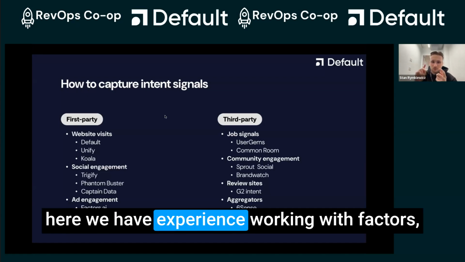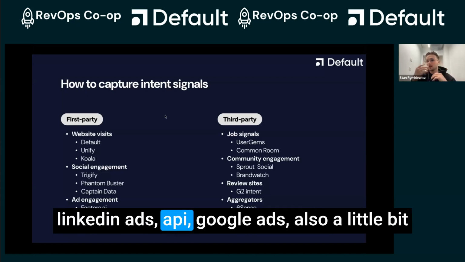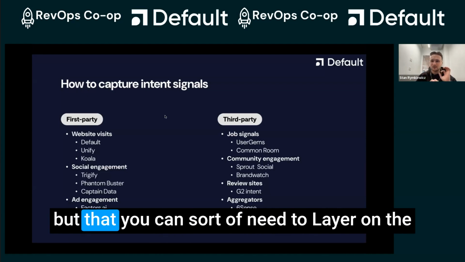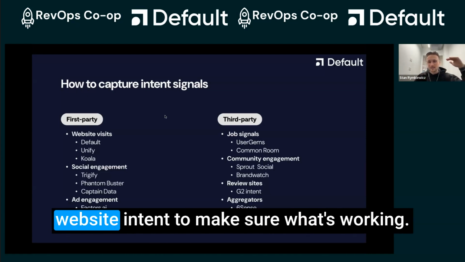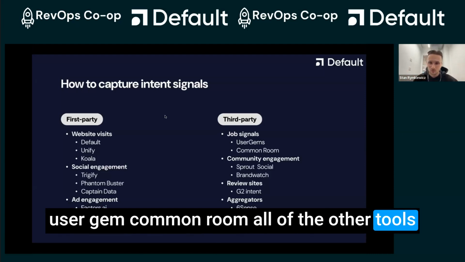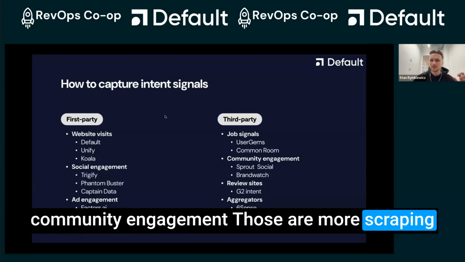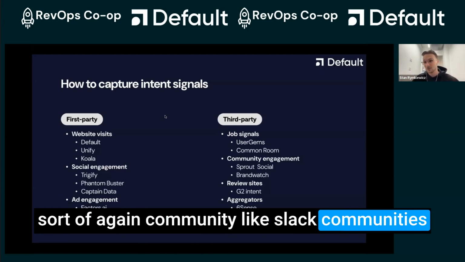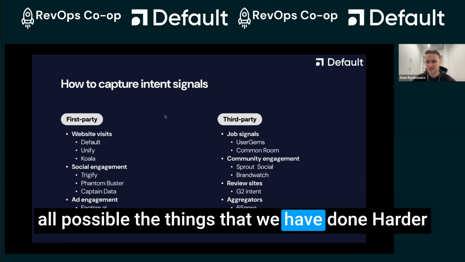So here we have experience working with Factors, LinkedIn ads API, Google ads also a little bit, but you sort of need to layer on the website intent to make sure what's working, what's not. Third party is more about job signals, UserGems, Common Room, all of the other tools. Community engagement, those are more scraping sort of, again, community, like Slack communities, all the possible things that we have done.